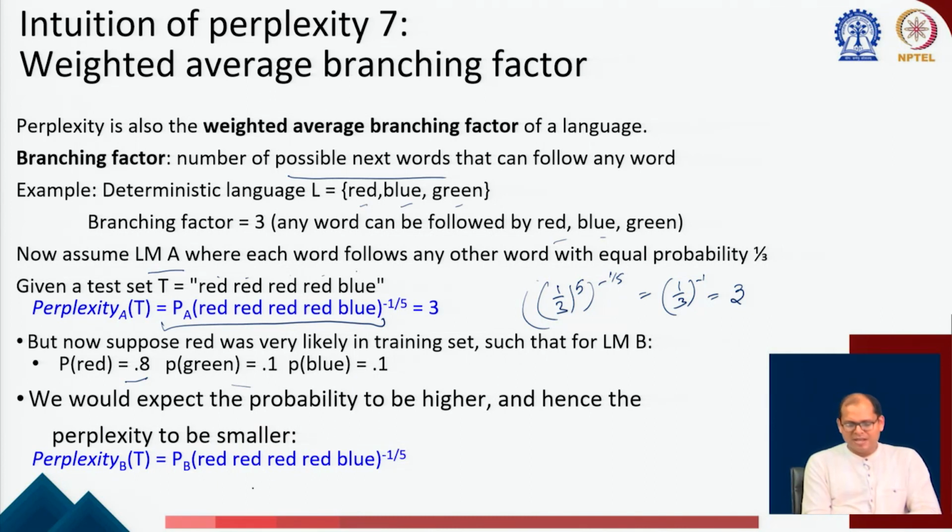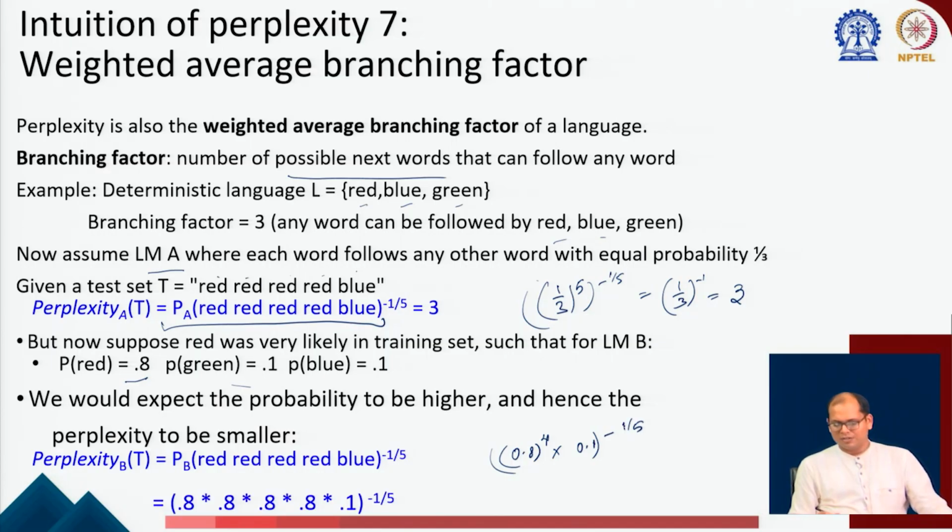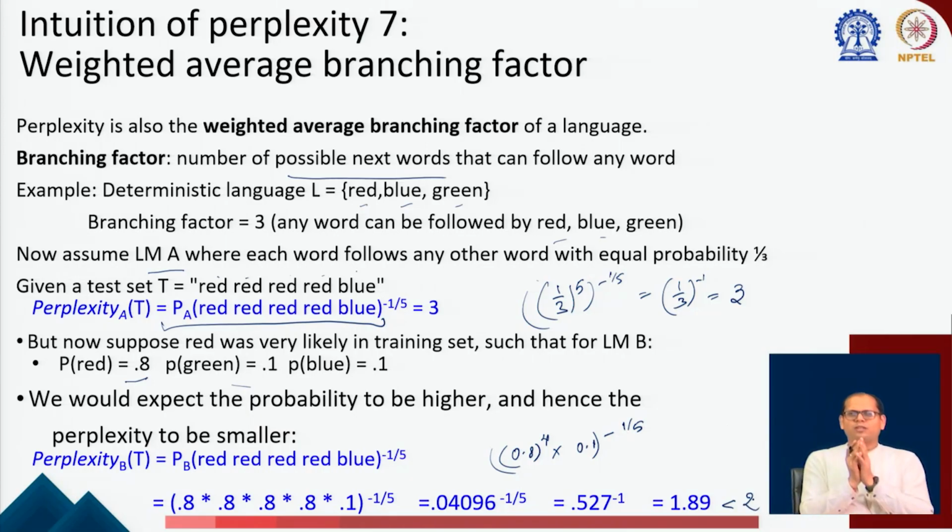The perplexity will be, again you compute, so you have 0.8 to the power 4 times 0.1, and then you do minus 1 by 5. Okay. So if you do that, you get 0.04096 to the minus 1 by 5, and this gives you 1.89. This is even less than 2. The branching factor is less than 2. And typically you will prefer a language model which has a smaller branching factor.